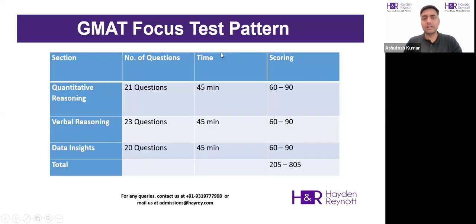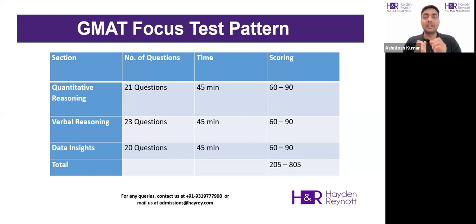Firstly, let's understand about the test pattern of the GMAT. So as you know, the test pattern of GMAT has three sections. One is the quant section, other is the verbal section, and then data insight. The number of questions is on the screen: 21 questions in quant, then 23 questions in verbal reasoning, and 20 questions in the data insight. For each of them, you'll be getting 45 minutes of timing, and the scoring of each of them is going to be 60 to 90.